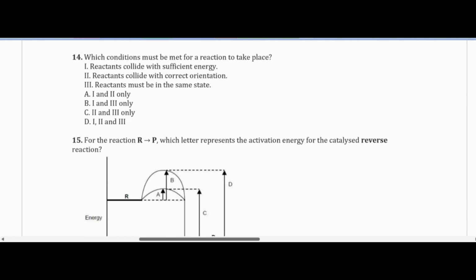Question 14. Which conditions must be met for a reaction to take place? Well, this is the simple collision theory. Reactants must collide with sufficient energy. Yes. Reactants collide with correct orientation. Yes. Reactants must be in the same state. No, that's not a requirement. The third thing, which usually comes first and people tend to forget, is that collisions must occur. So collisions must occur first, with sufficient energy second, with correct orientation third. So that leaves us with A for number 14.